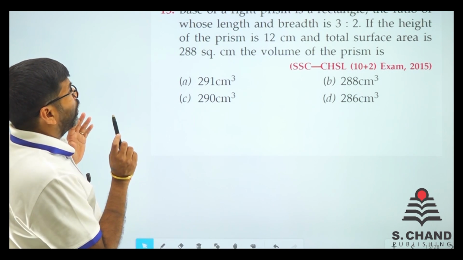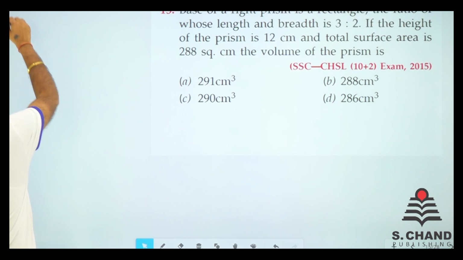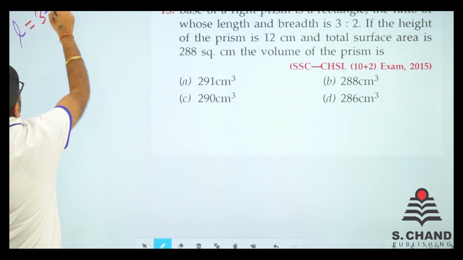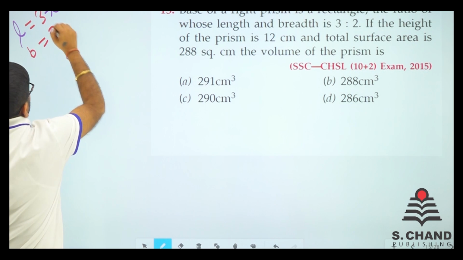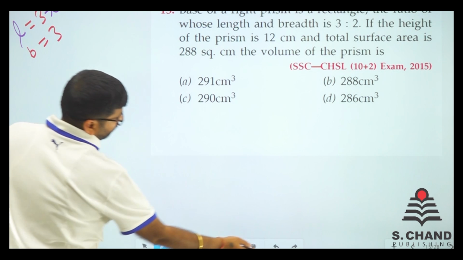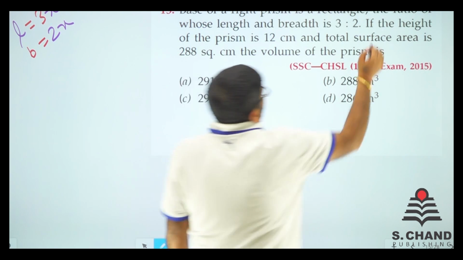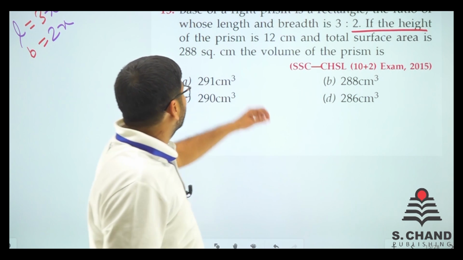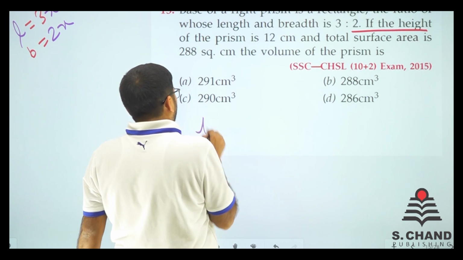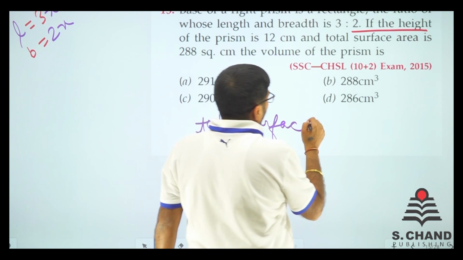Okay, so what we do is just consider the length and breadth. Say for example, the length is considered as 3x and the breadth is considered as 2x. We have considered two things. Now what is said? Height is also given and total surface area is given. First calculate the total surface area. So what is the total surface area?